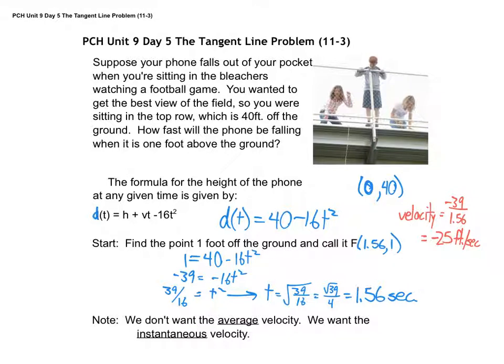Now, I want you guys to understand this, okay? What did we just find? Did we find the velocity, the speed of the object when it's 1 foot off the ground? Average velocity? Yeah. That is not exactly how fast it's going when it's 1 foot off the ground. That's the average speed over the whole first 39 feet of free fall.